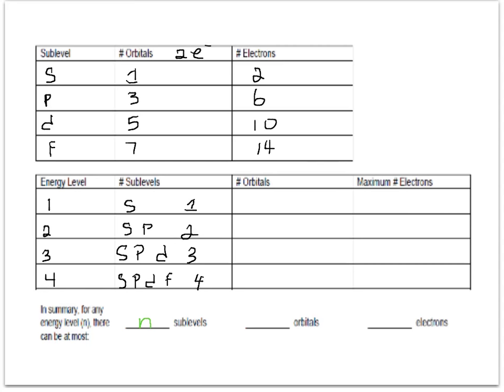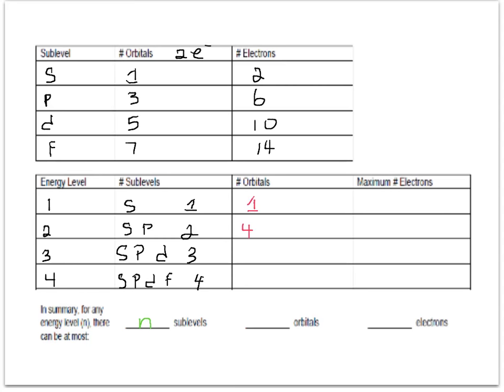The number of orbitals. And how do we get the number of orbitals? Well, we have the S. The S can only have 1. So how many orbitals do we have here? 1. We have an S and a P. So add the total from the S and the P, which is 3 plus 1. So that will give us 4.